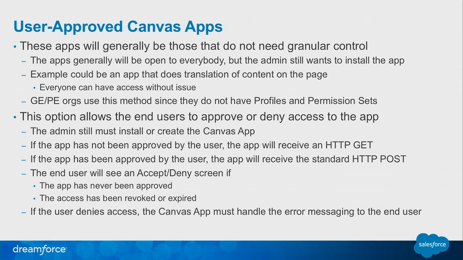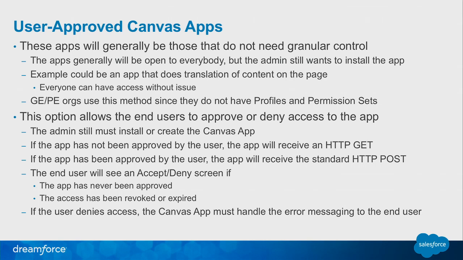The second type is user approved. Now the idea here is, again, the admin has installed the application, except instead of having them pre-approve users, maybe you have a large organization, you don't really care which of your users has access to that application, and you want them to opt in when they load it. So rather than having to choose a profile and perm set to associate with the Canvas app, you say, any one of my users who clicks on this app can actually use it.